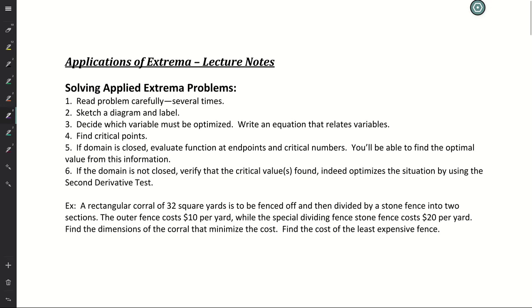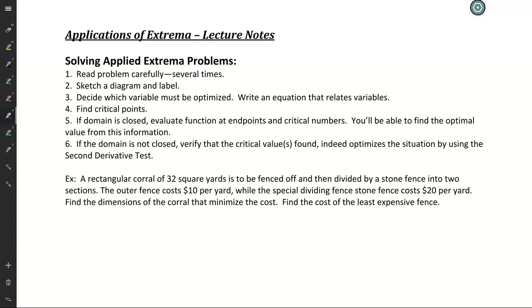We want to next decide what variable must be optimized. This will be what we're trying to find the maximum or the minimum for. We're going to write an equation that relates the variables to other information. And then we're going to go through and find critical points. We know that if we're going to find absolute extrema, they're going to occur at either critical numbers or endpoints.